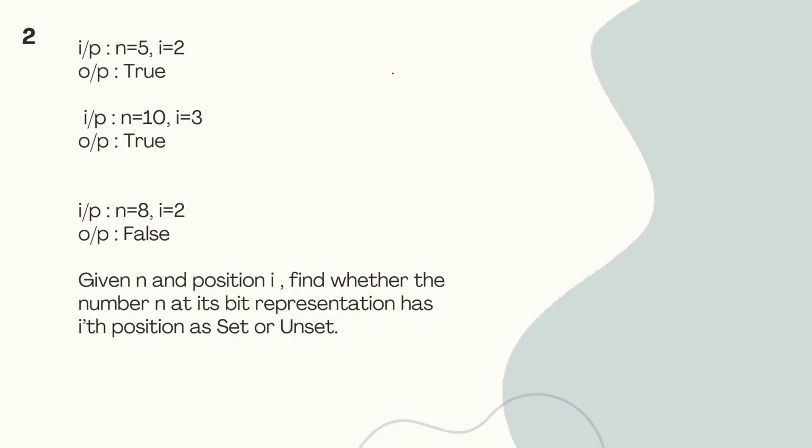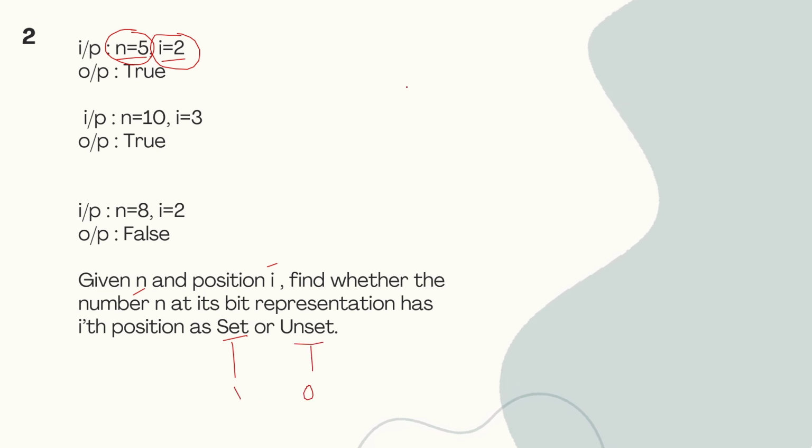Let us see another question, right? In this question you are given n and an i. That means you are given a number n and a position i, and you need to find whether the number n, in its bitwise representation, at the position i, is set or not. Basically set in the sense it is 1, unset in the sense it is 0.